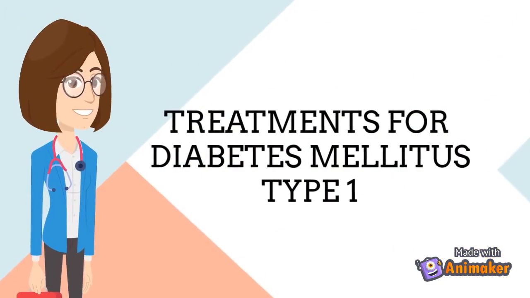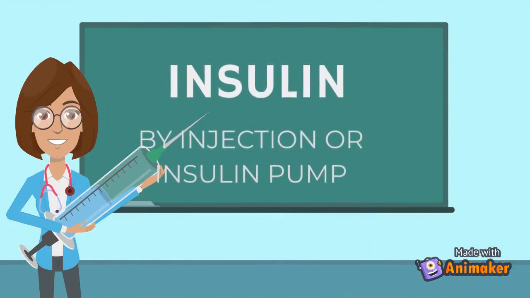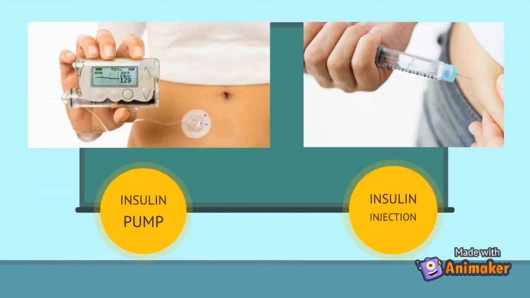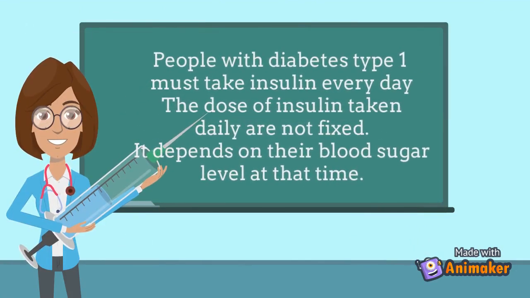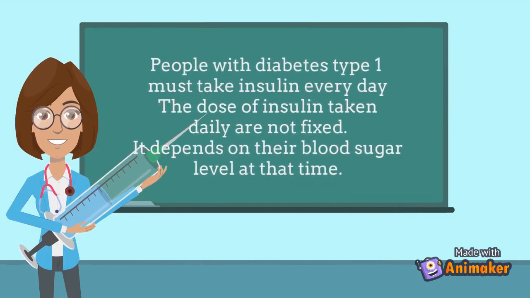Treatment for diabetes mellitus type 1. Insulin, by injection or insulin pump. People with diabetes type 1 must take insulin every day, but the doses of insulin taken are not fixed as it depends on their blood glucose level at that time.